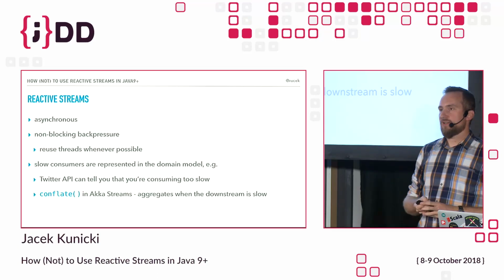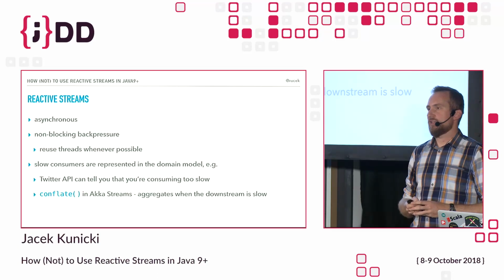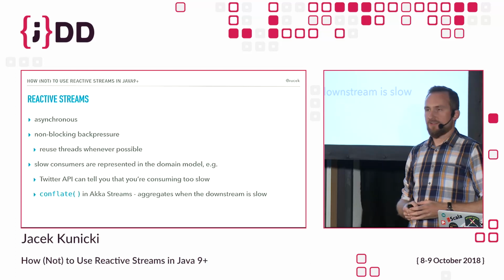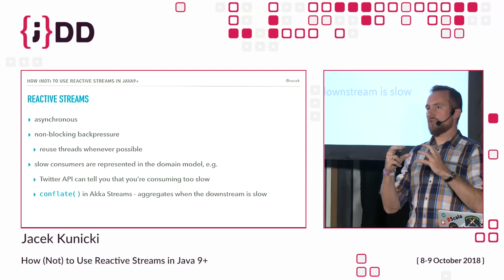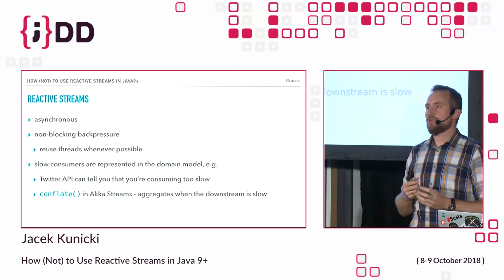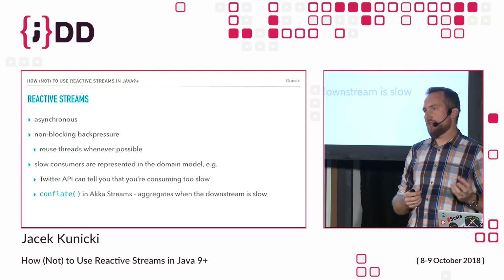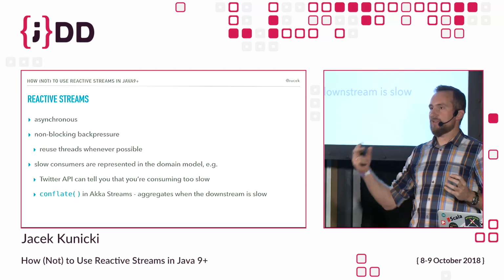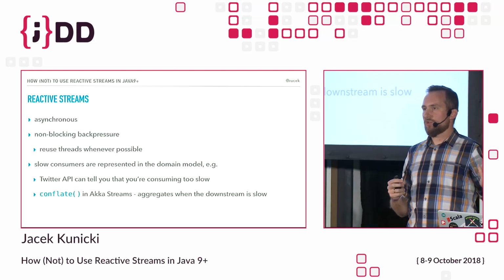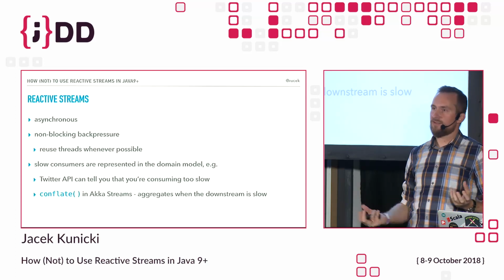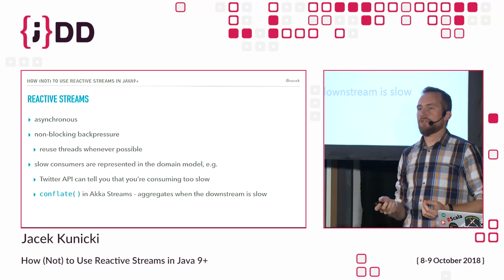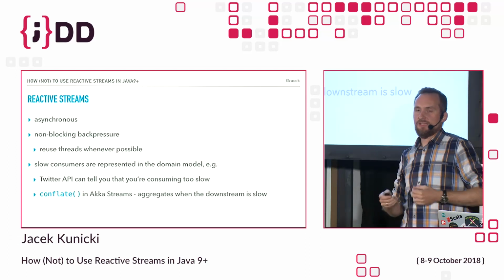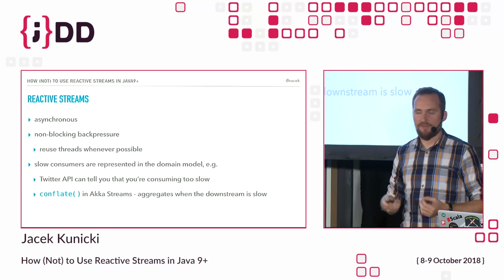Another example comes from Akka Streams, which is one of the implementations of Reactive Streams. In Akka Streams, we have a stage, so an intermediate block in the pipeline, a processor, that is called conflate. What conflate basically does is observe the consumer, and if it notices that the consumer is slow, it starts aggregating data. Only when the consumer becomes quick enough again does it start sending the data in bundles that it has aggregated.